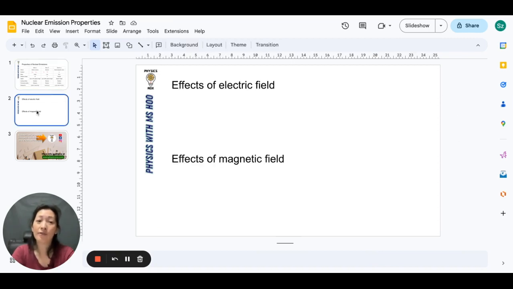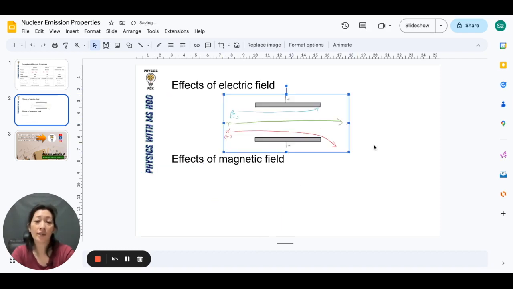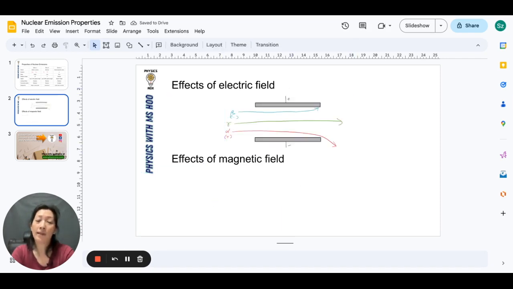In addition to these, you also need to know the effects of the electric field and magnetic field. So I'm just going to get this from the previous slide. So remember that in terms of deflection in an electric field, alpha, because it's positively charged, it tends to be attracted towards a negative plate, while beta, because it's negatively charged, it's attracted towards a positive plate. Gamma doesn't have any charge, so there's no deflection. Beta deflects more, or deflects at a greater angle than alpha, because of its lower mass.